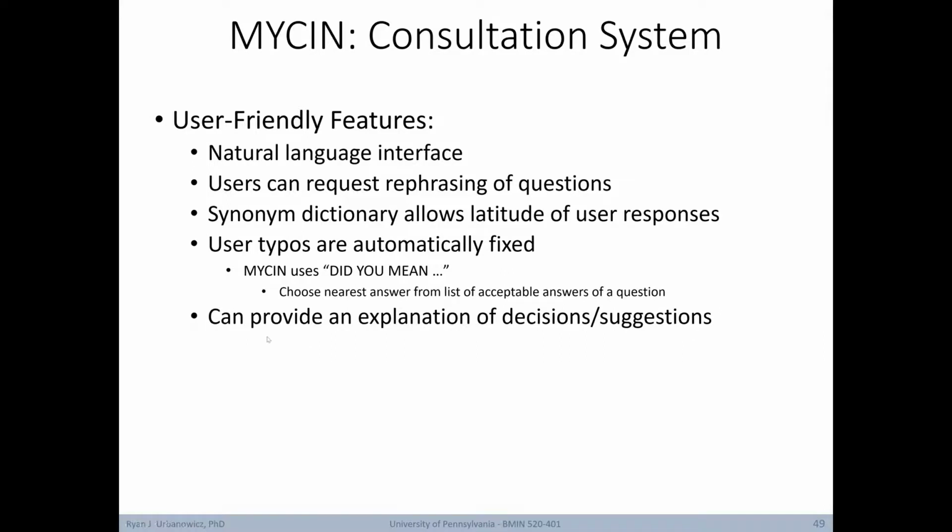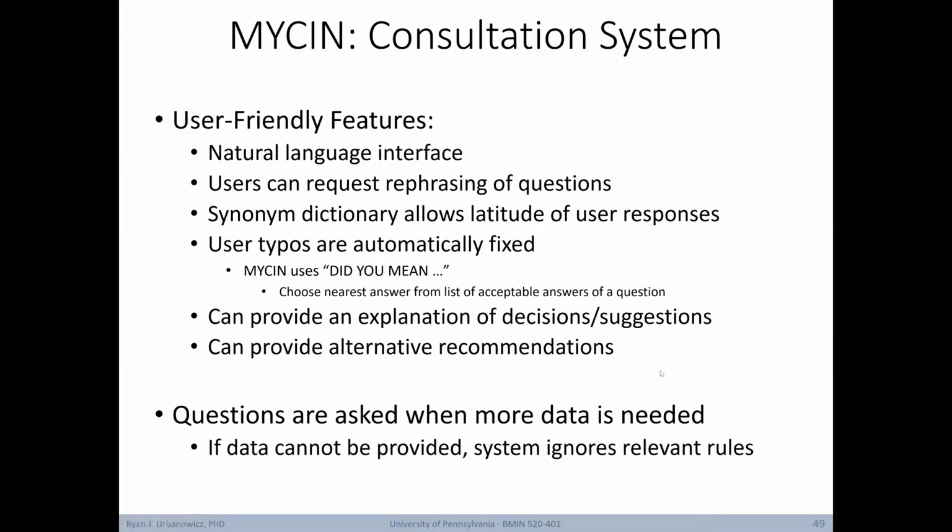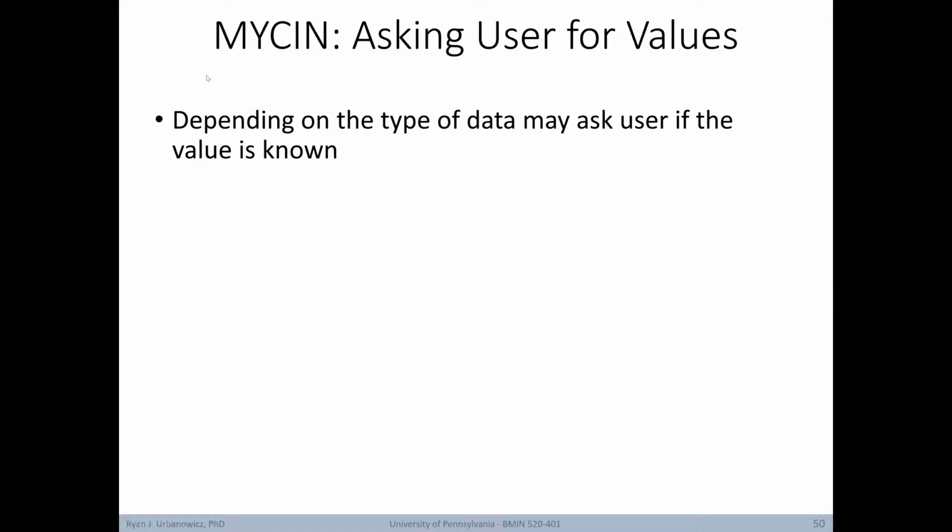The consultation system can also provide an explanation of decisions or suggestions, as well as alternative recommendations upon request. Further, questions are asked automatically of the user whenever the system needs more data. If the data can't be provided, the system will ultimately ignore those relevant rules, and instead work with what it has. So let's look a little bit more at how MYCIN might ask users for values.